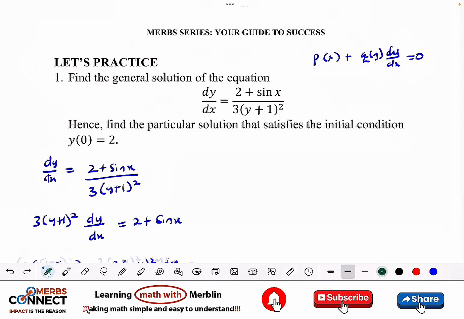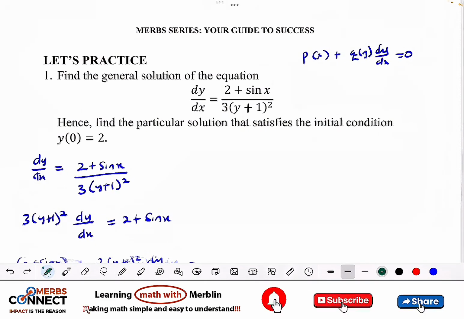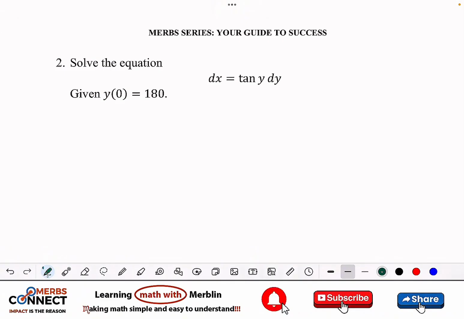Try to group the terms, with the functions of x with the x and the functions of y with the y. Let's take another example, okay? And let's do it. Now, looking at this one, it is already grouped, right? This is already grouped because basically we have tan y, which is a function of y in terms of the y, and then we have the x on one side. So this one is already in separable form, right? So all we need to do is integrate left, integrate right, and then we are done. So integrate the x, integrate tan y dy.